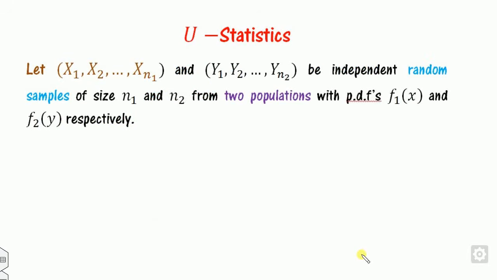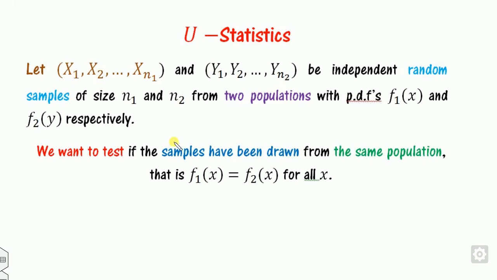Now, what is the U statistic? Let x1, x2, up to xn1 be a sample of size n1, and y1 up to yn2 be a sample of size n2, two independent random samples drawn from populations whose PDFs are f1 for x and f2 for y. Our task is to draw samples from the two populations and check whether they are the same or not.